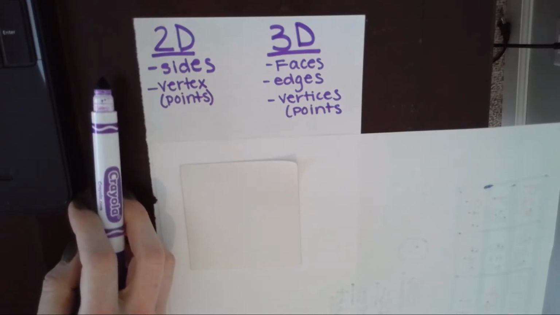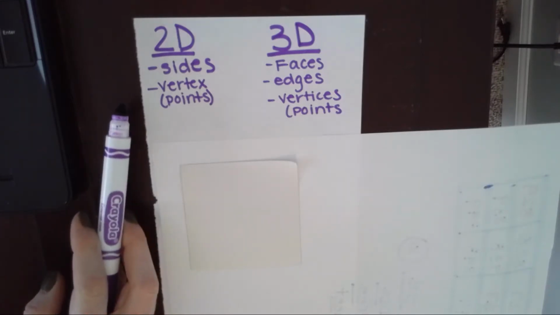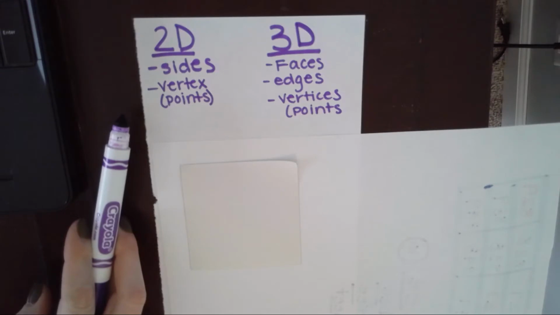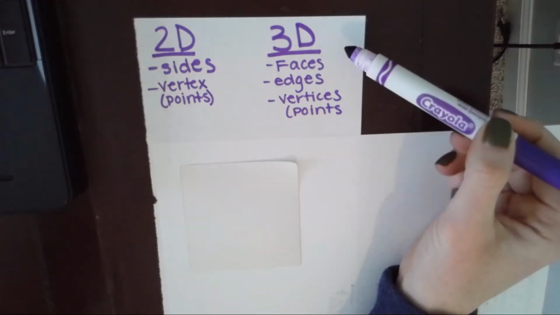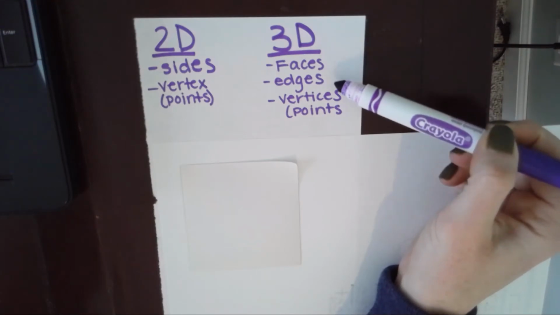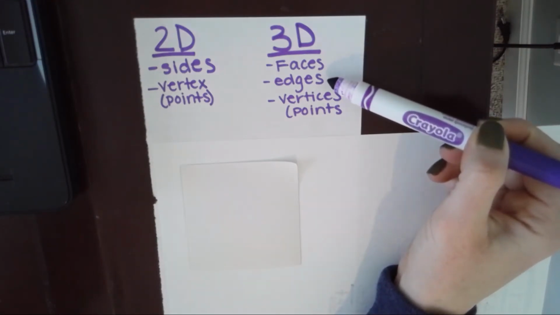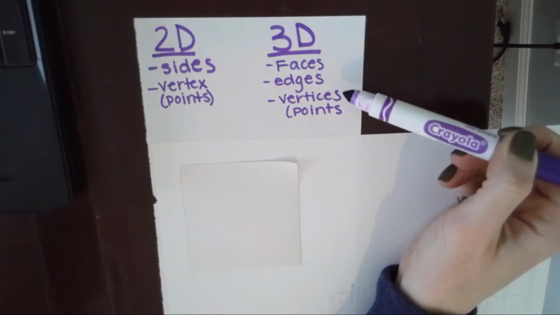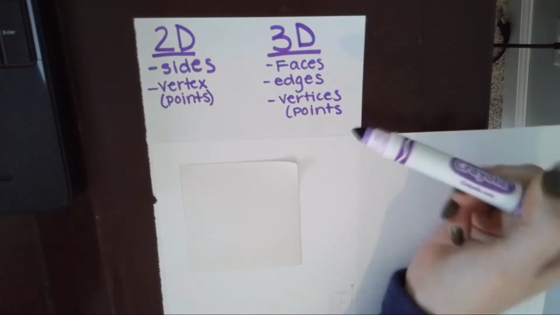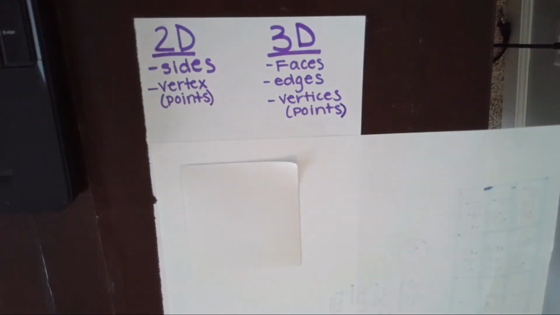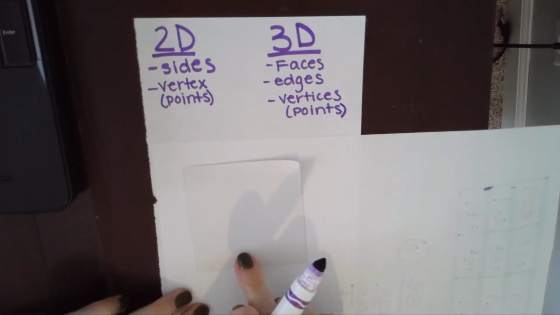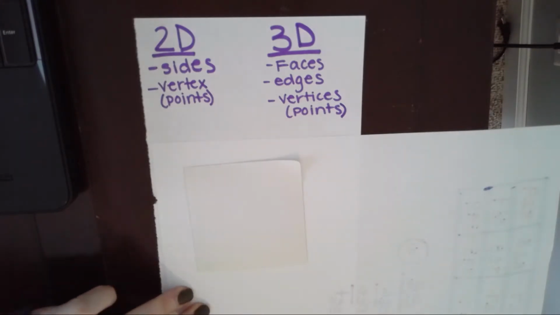So 2D shapes have sides and they have vertices, and that's all the points on that shape. 3D shapes have faces, edges, which are like the sides in a 2D shape, and they also have vertices or points. So I'm going to show you an example of a 2D shape and a 3D shape. I don't know if you can see it, but I have a piece of paper here. It's a little sticky note.